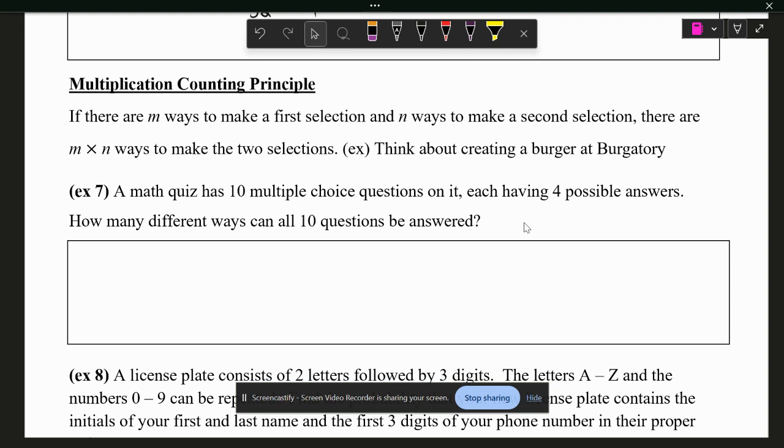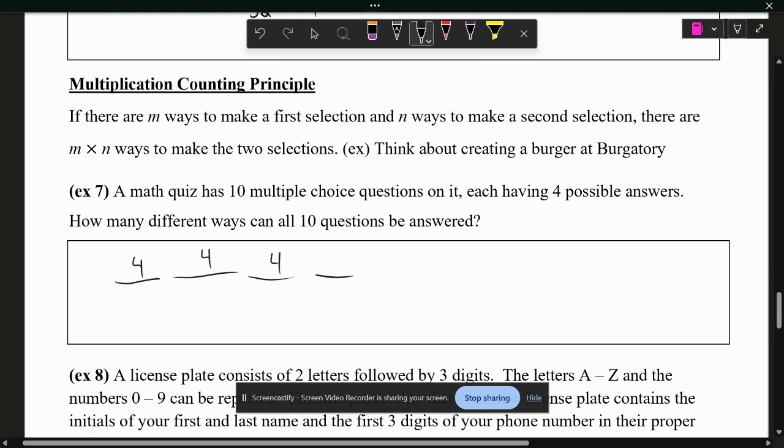But essentially, a math quiz has 10 multiple choice questions on it. Each has 4 possible answers. How many different ways can all 10 questions be answered? Think of it as your first question has 4 choices. Your next one has 4 choices, and so forth. There's an easier way. If you notice, I've got 1, 2, 3, 4, 5, and I'll end up with 10 different ones. So 4 to the 10th power will get me my solution.